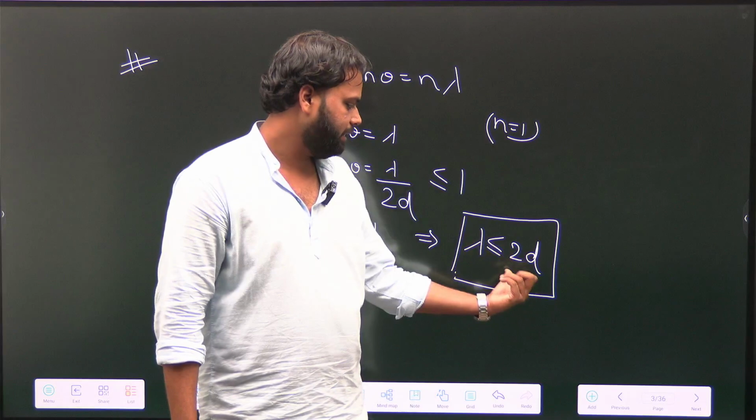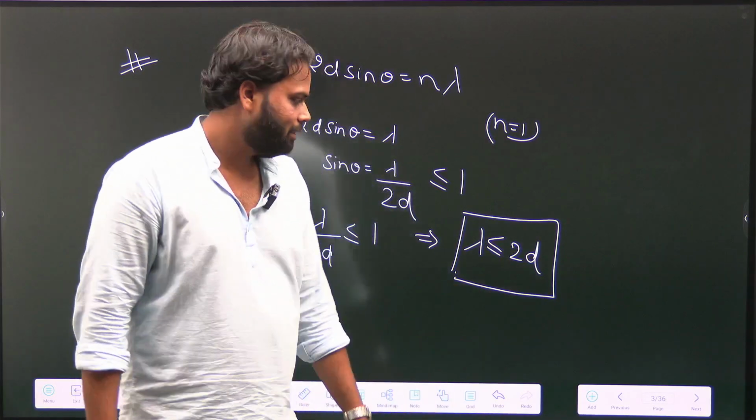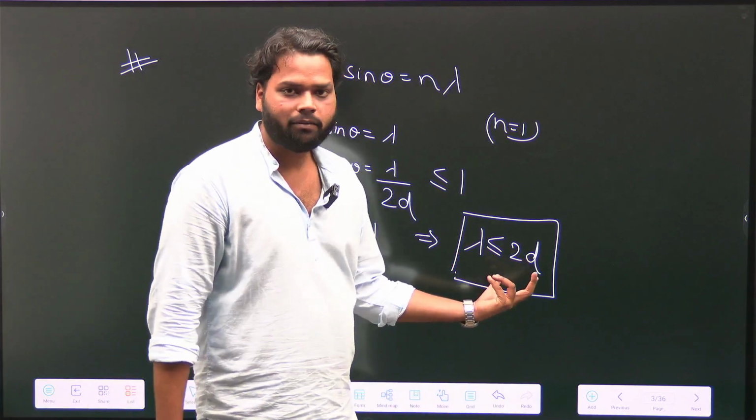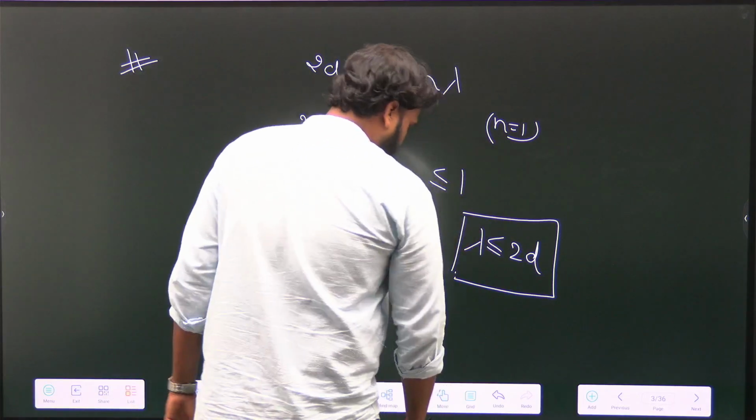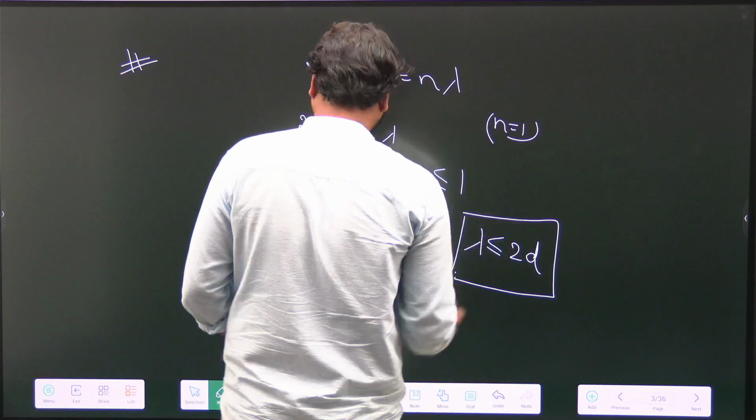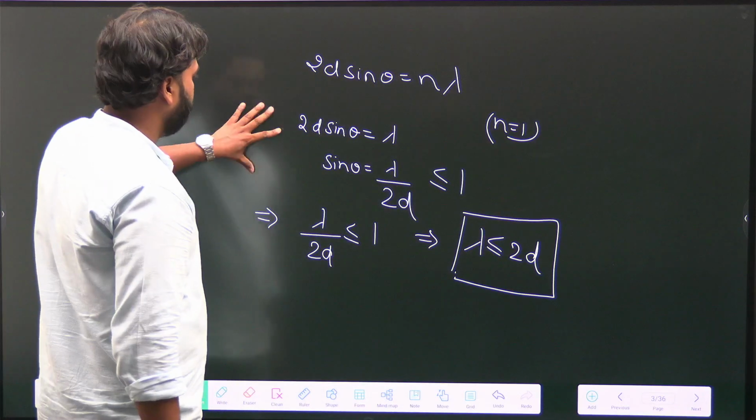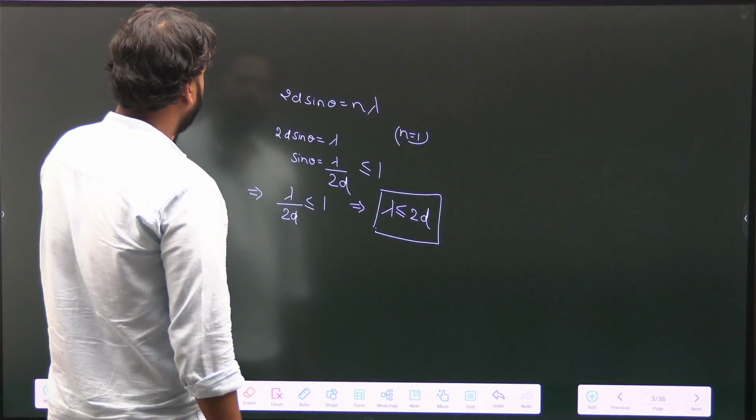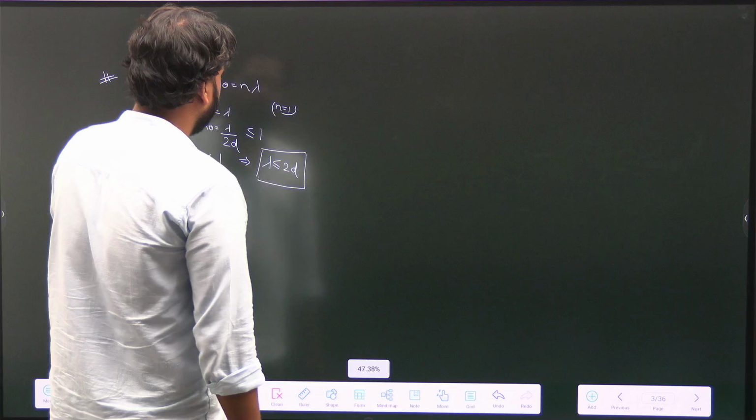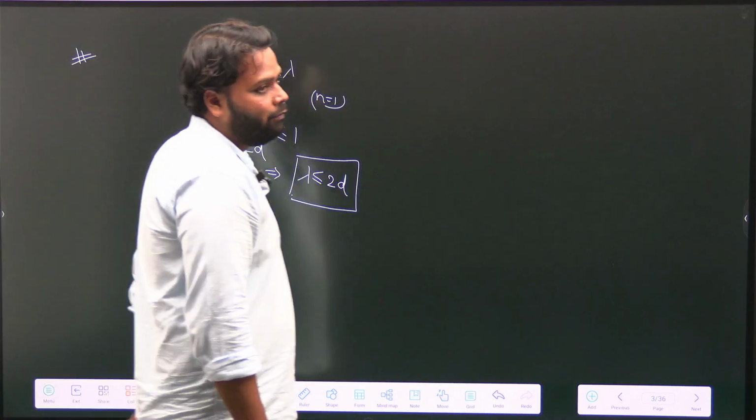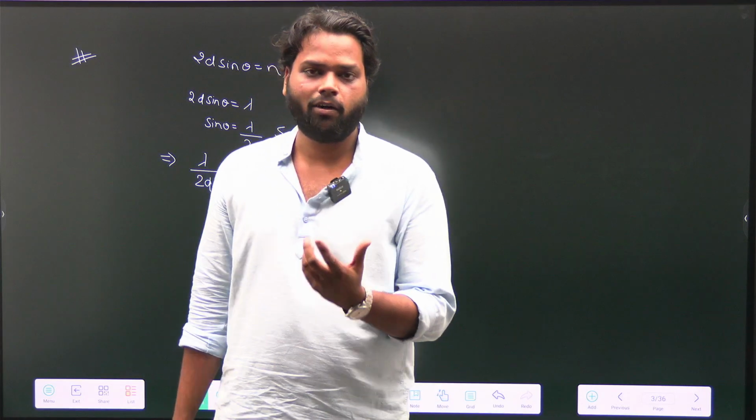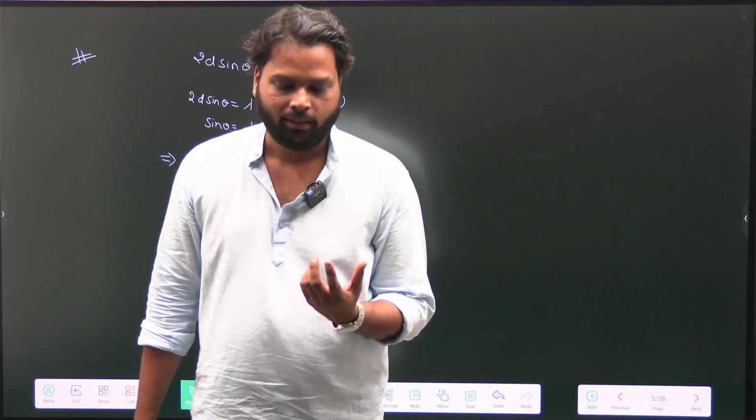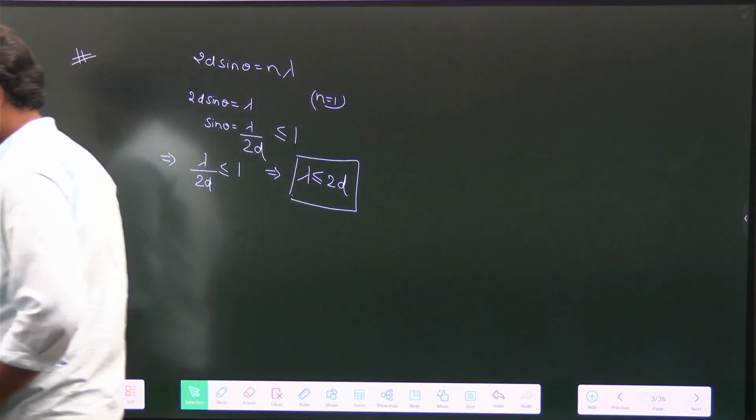Lambda is less than or equal to 2d. What information are you getting from this expression? That is, visible light cannot do the XRD. Visible light cannot do the XRD.